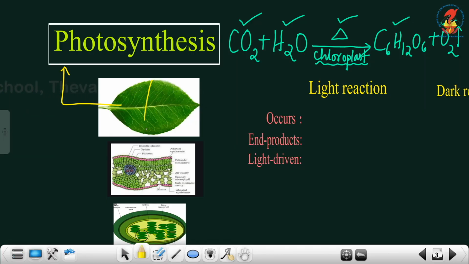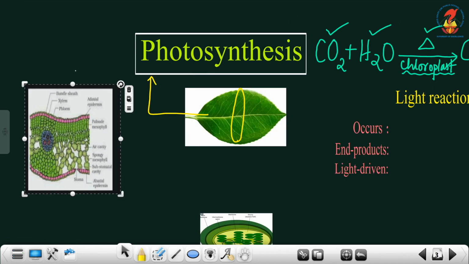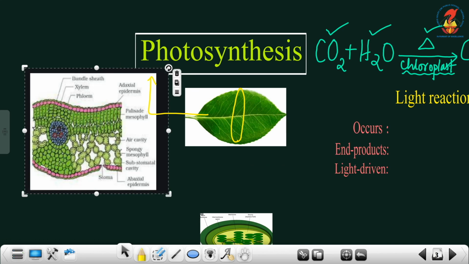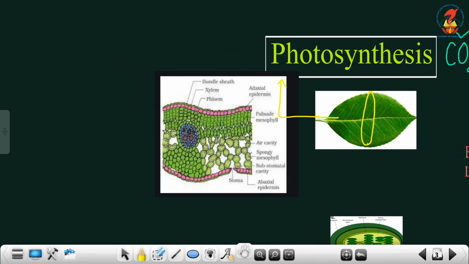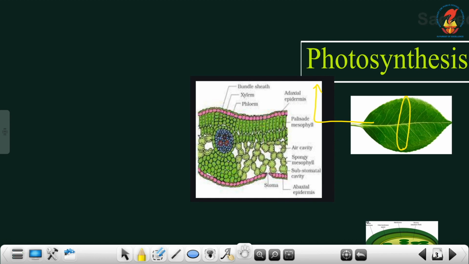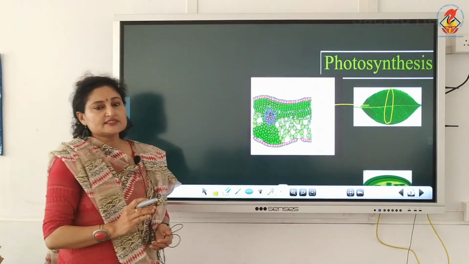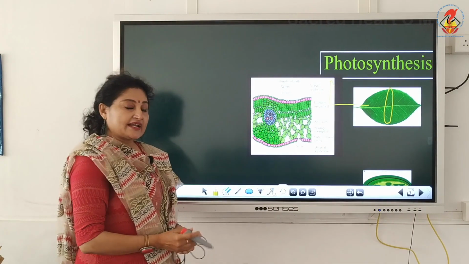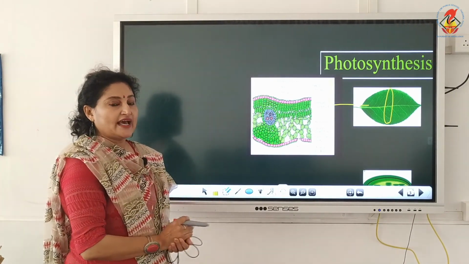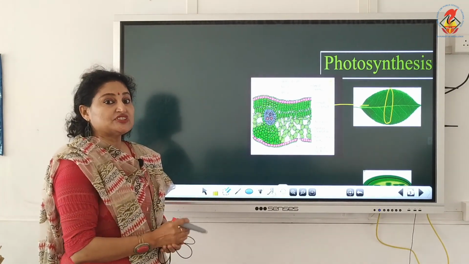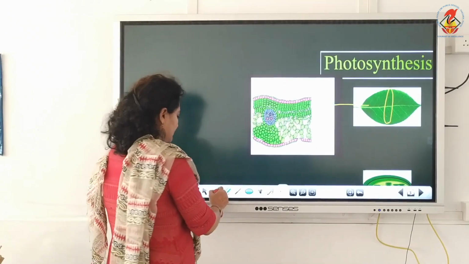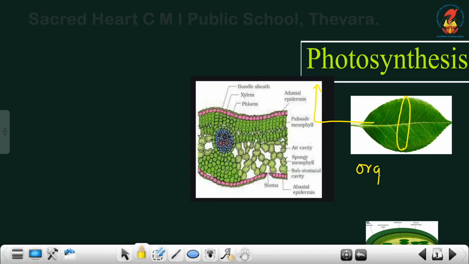Now, I am taking a cross section of the leaf, a section that is going through this part of the leaf. I am zooming that portion just to give you the idea of which cell is concerned with the process. The organ that is involved in photosynthesis is the leaf, and now we are going to see which cell is involved, and again we will zoom into the cell and see which organelle is involved. So the organ is the leaf. Very well, you all know the leaf produces food by photosynthesis.